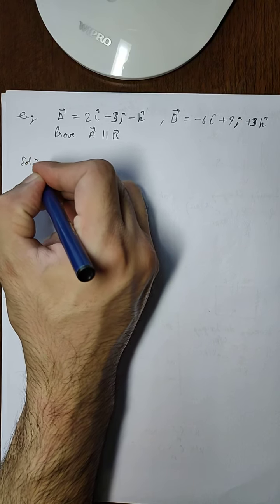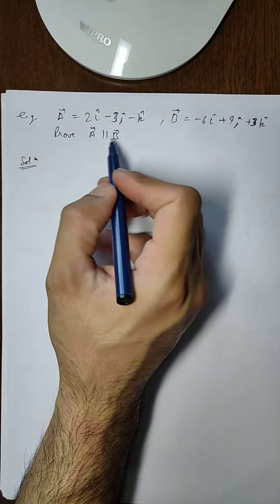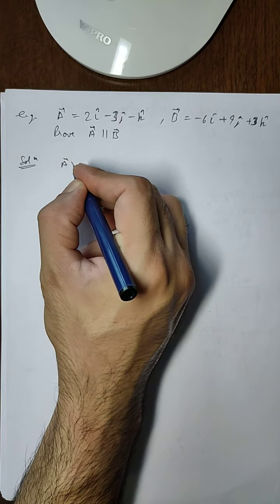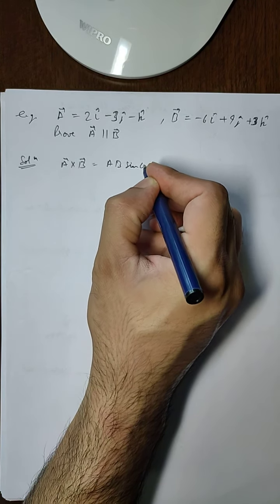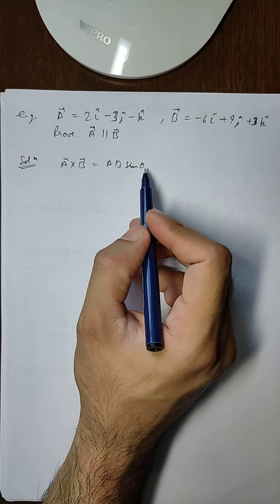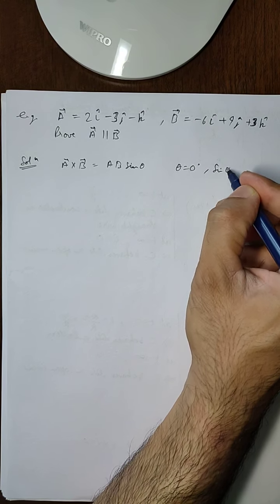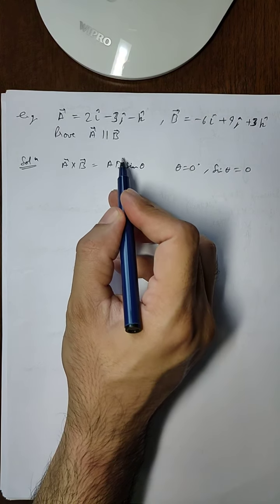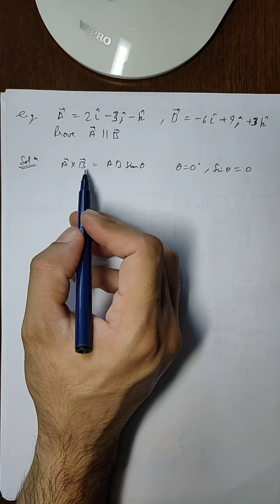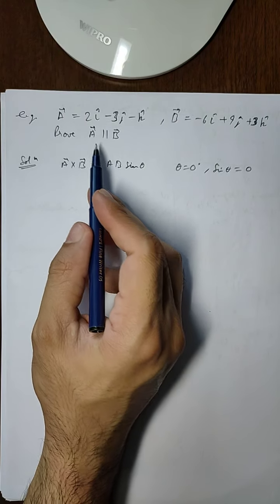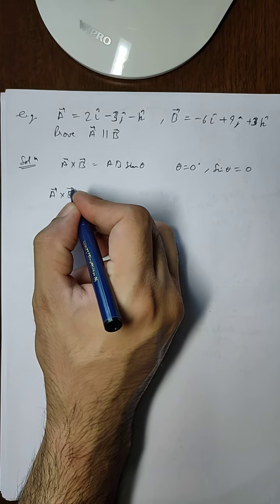Now we are going to use the same concept as we did in scalar product. A cross B is AB sine theta, and if A and B are parallel, that means theta between them is 0 degrees, that means sine of theta should be equal to 0, that means this entire quantity will be equal to 0. So if we cross multiply A and B, and if we get the answer 0, that means they will be parallel to each other. So we'll quickly do this.